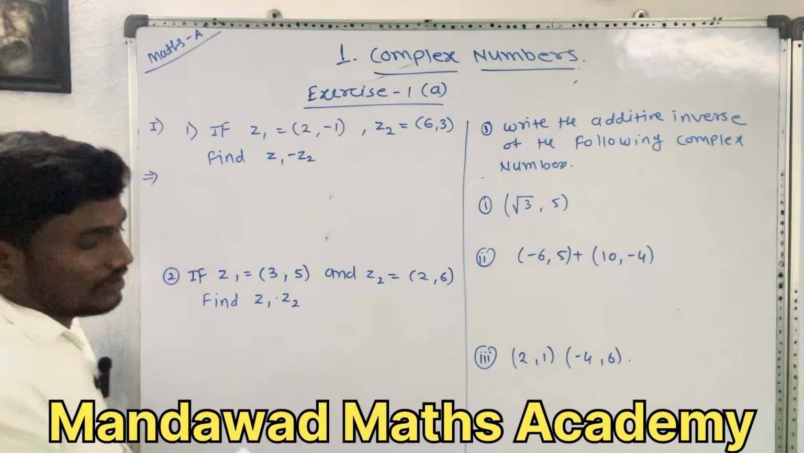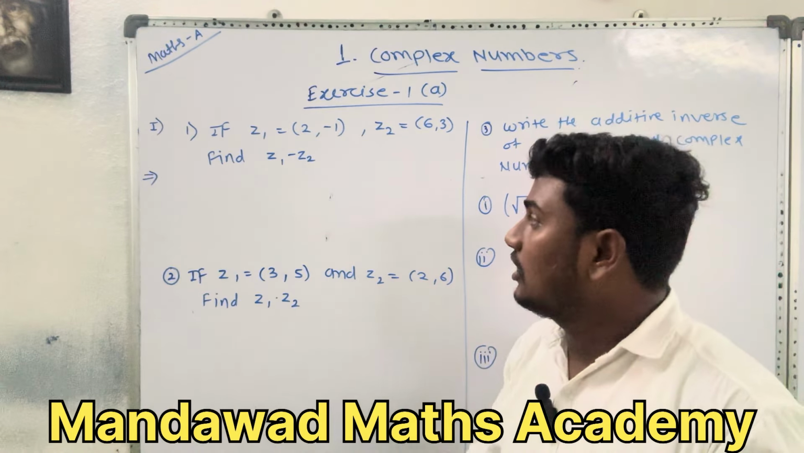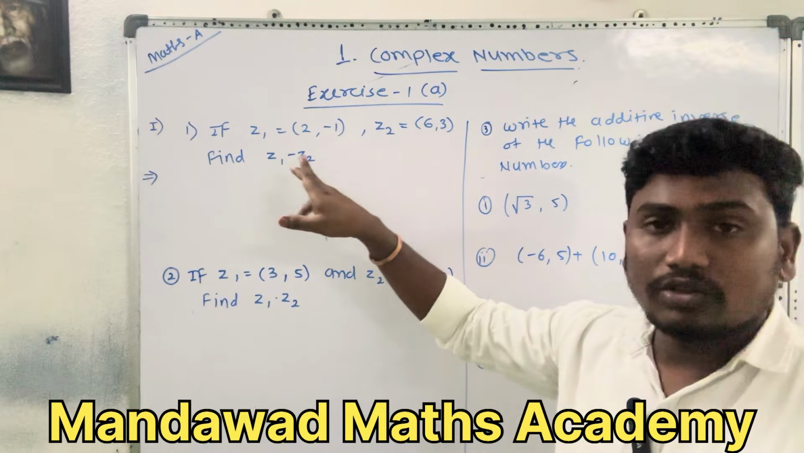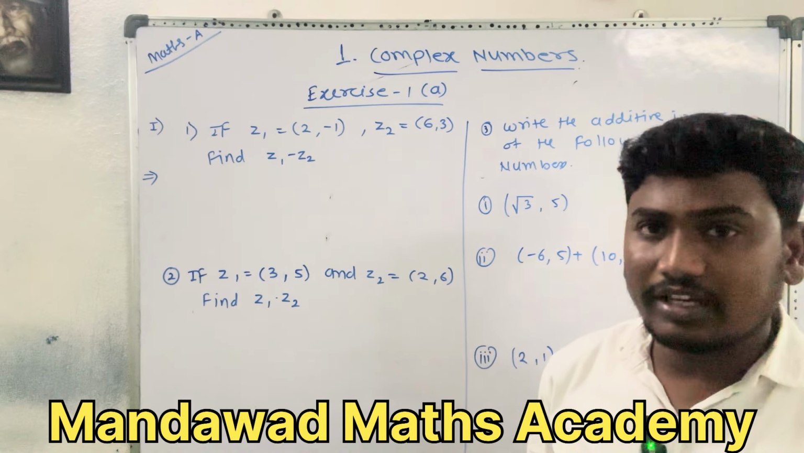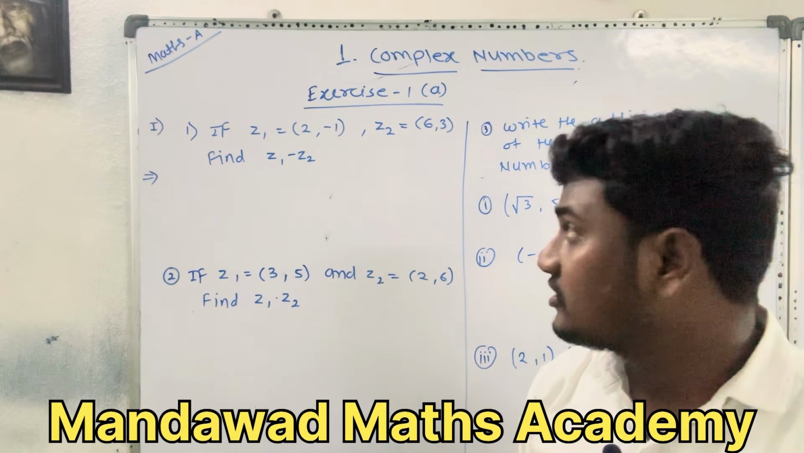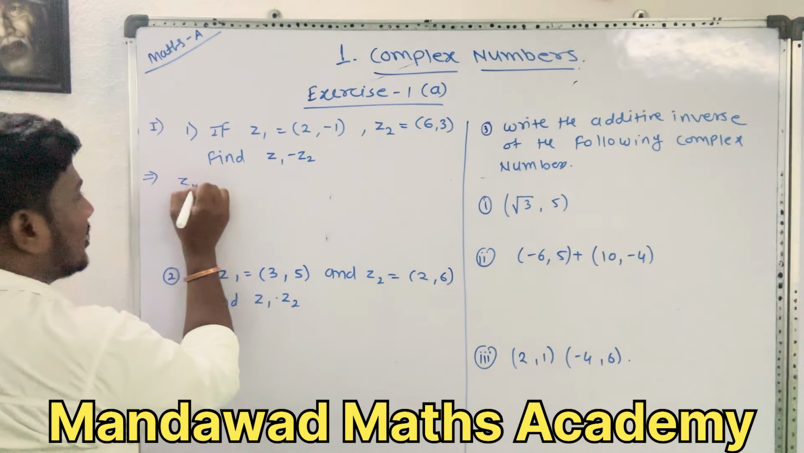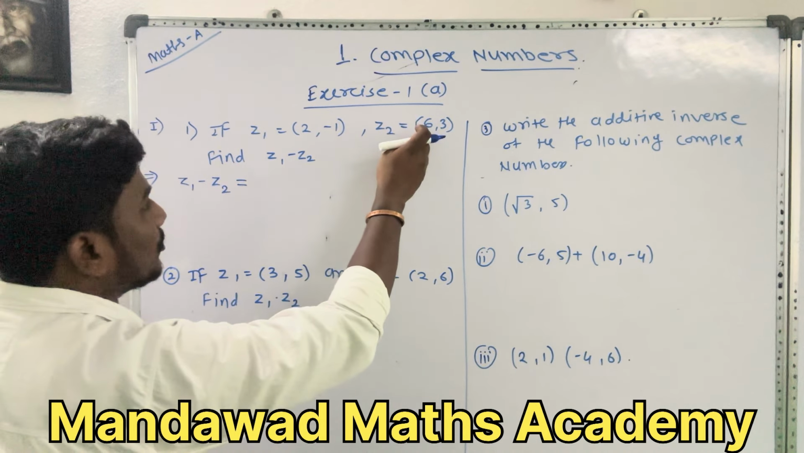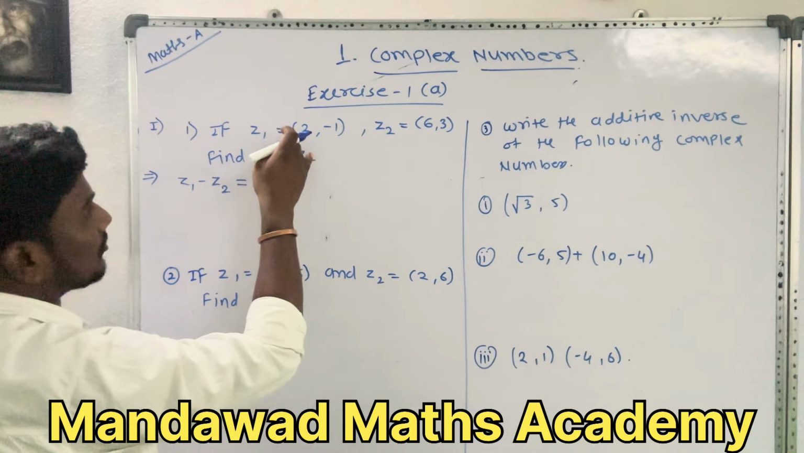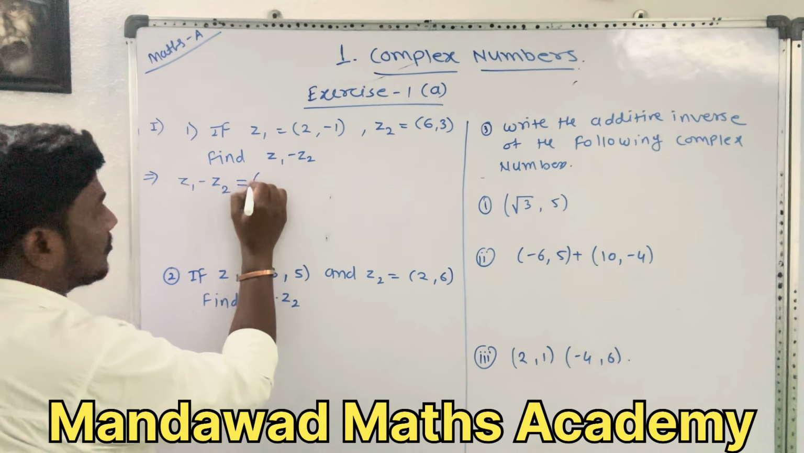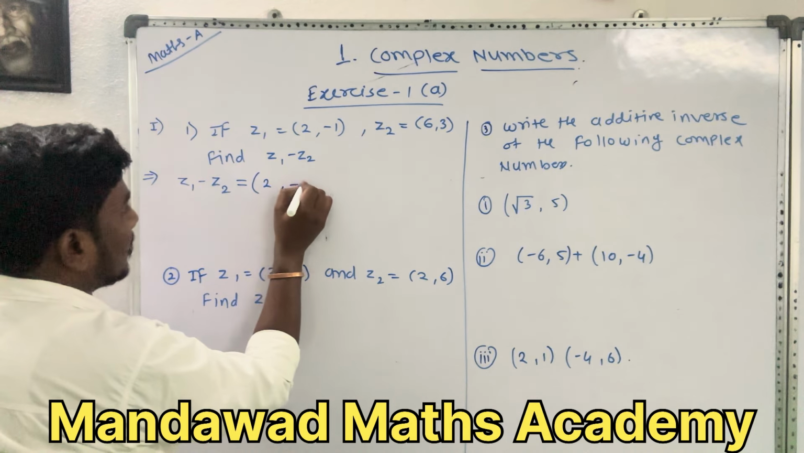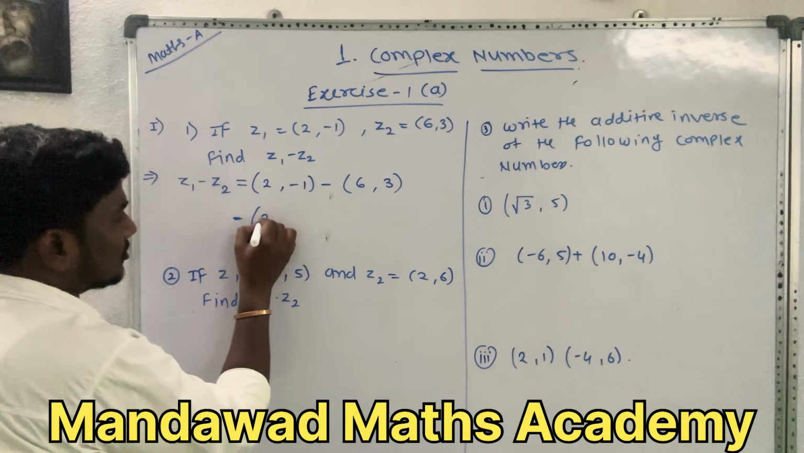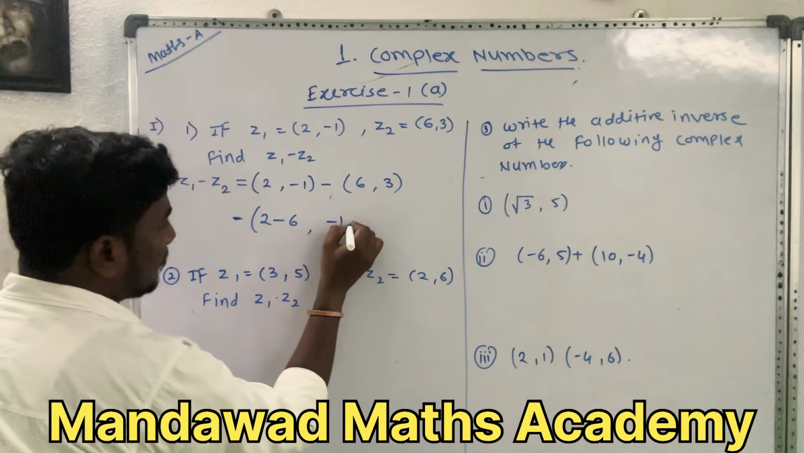Now the first question in the first row: if z1 is equal to (2, -1) and z2 is equal to (6, 3), what is z1 minus z2? Here we find the difference between z1 and z2. Z1 minus z2 is defined as subtracting the first component of z2 from the first component of z1, so (2, -1) minus (6, 3), means first minus first, second minus second.